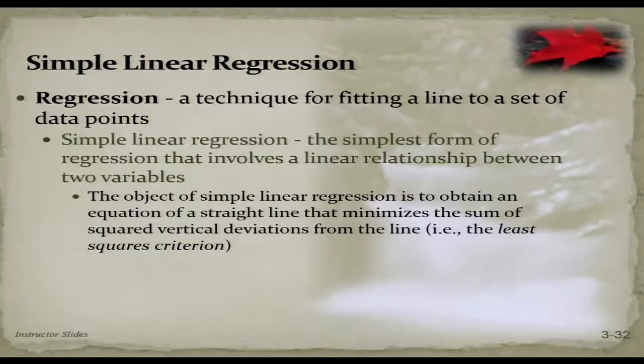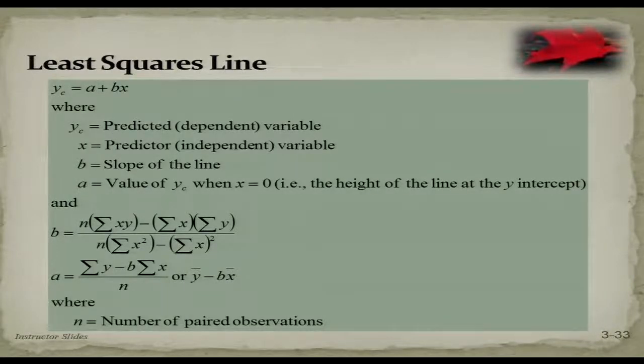The objective of simple linear regression is to obtain an equation of a straight line that minimizes the summation of the squared vertical deviations from the line. As you have learned from statistics courses, it's called the least squares method. That's how we determine the slope and the intercept. And the model is very simple: y equals a plus bx.